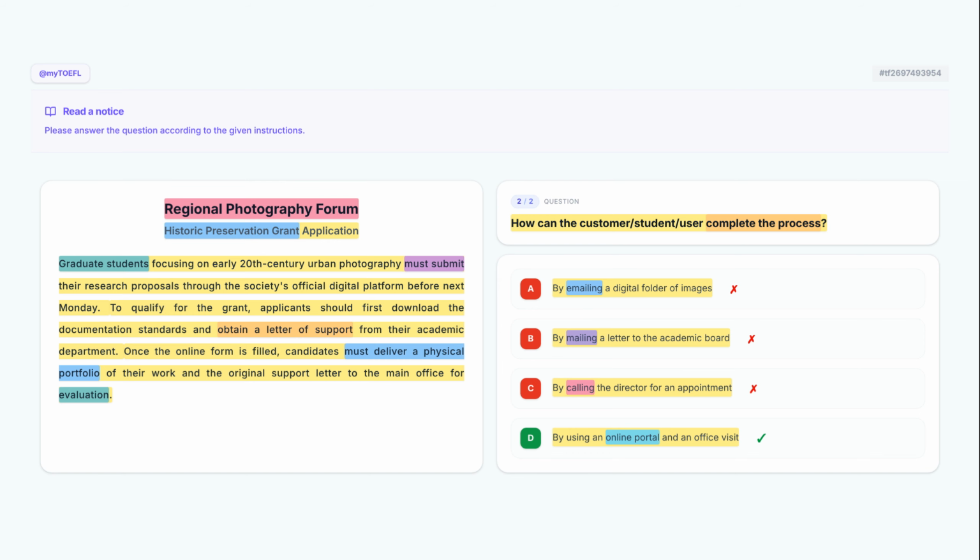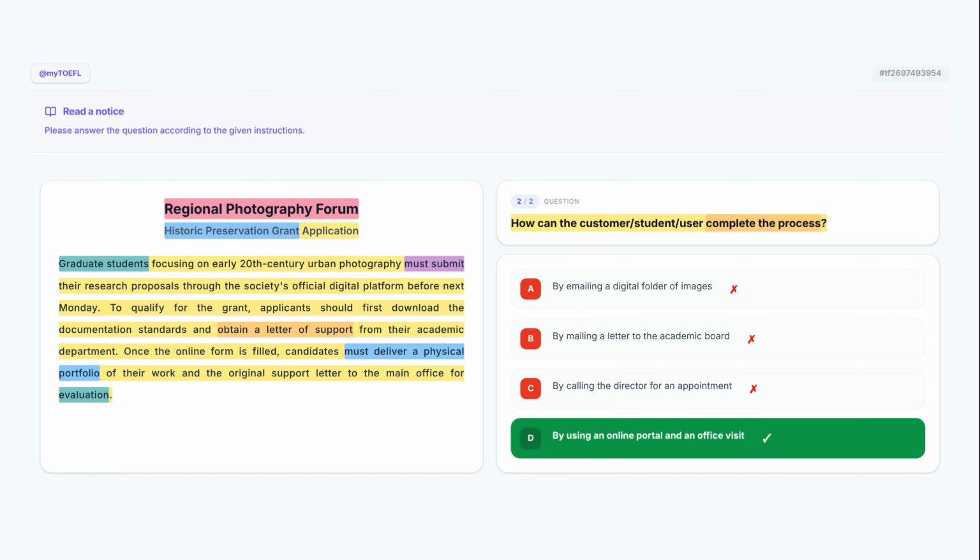Here, the correct option is option D, which shows that the application requires both a digital and a physical component to be successful. To succeed in the Read a Notice section, always look for specific instructions that involve multiple steps or different formats. Pay close attention to transition words that separate digital actions from physical ones. Consistency in checking these details will ensure you don't fall for distractors that only mention half of the requirements.